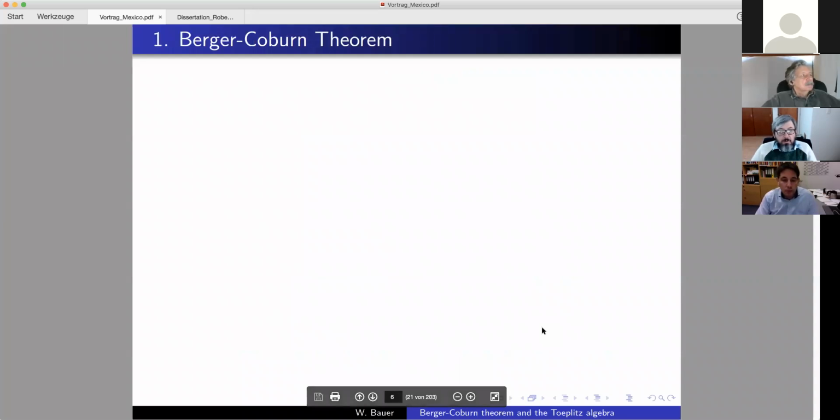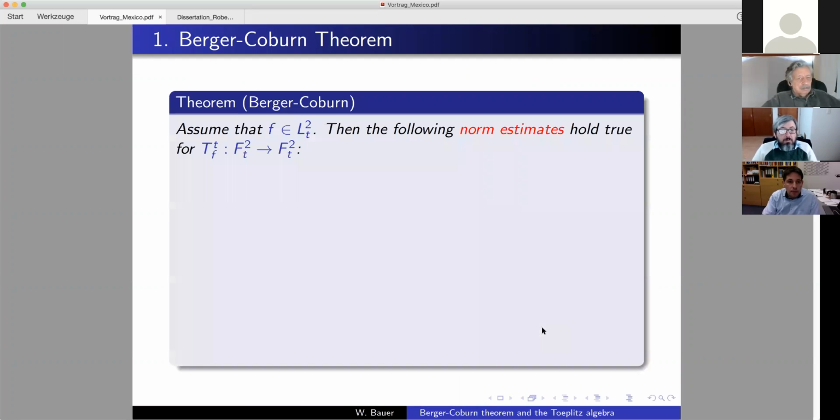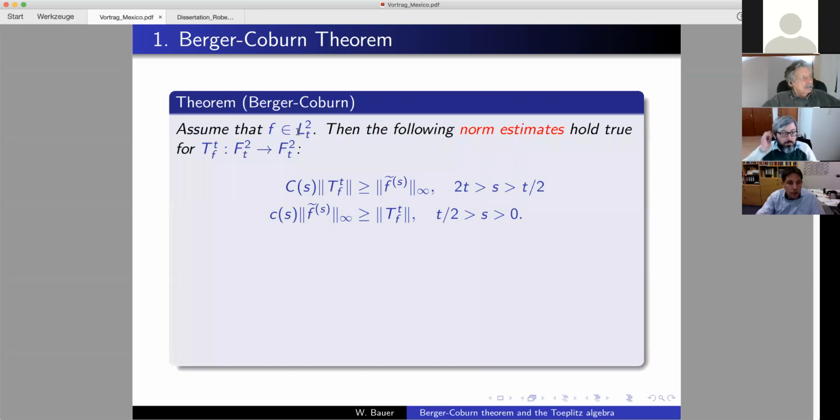And now one basic question in this setting, of course, is when is a Toeplitz operator on the Fock space with an unbounded symbol a bounded operator? And there's a result by Berger and Coburn in that direction, and it tells you the following. So if you have a symbol F, which is an L2 function here, and then you can consider the Toeplitz operator with that symbol on the 2 Fock space. So P equal 2 here. Then you have the following 2 estimates.